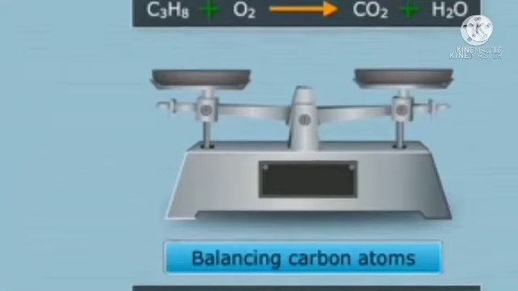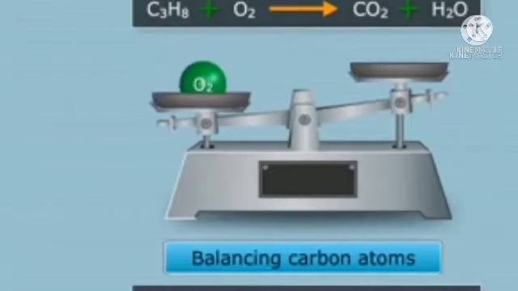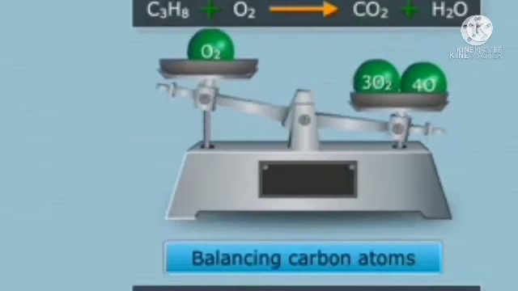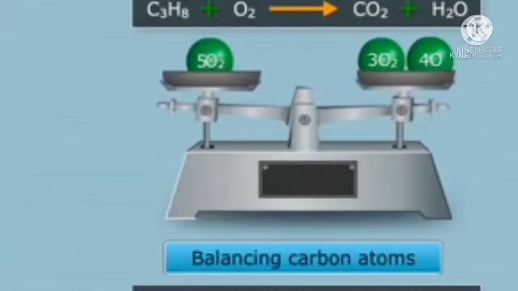To balance the leftover oxygen formula unit, we count the total number of oxygen atoms on the right hand side and find it as 10. The balancing of oxygen atoms is completed by adding 5 as coefficient before the oxygen O2 on the left hand side, 5 into 2 is 10.